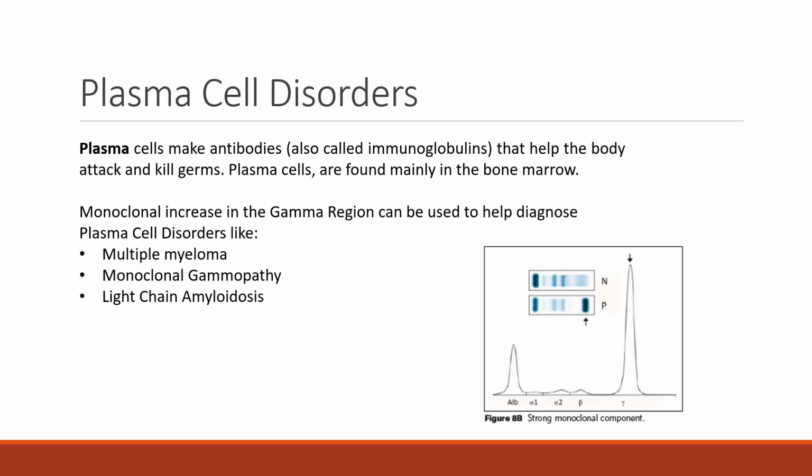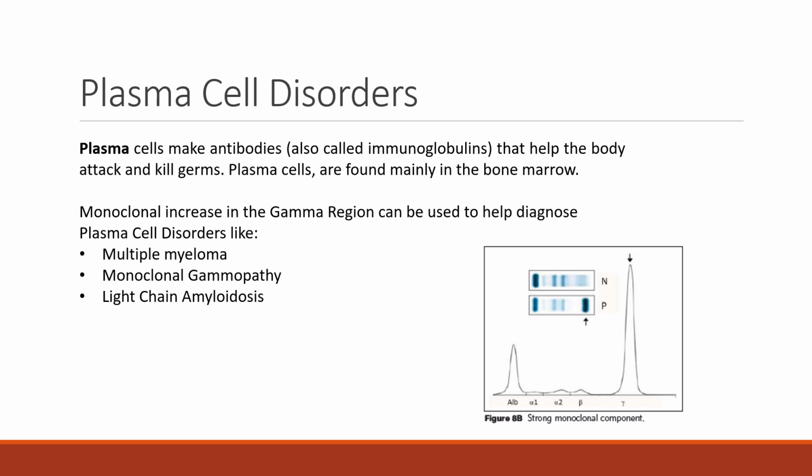The immune system is made up of several types of cells that work together to fight infections and other diseases. Lymphocytes are part of that immune system, and they're made up of T cells and B cells. So when a B cell responds to an infection, it ends up maturing and changing into what is called a plasma cell. This plasma cell goes on to make antibodies called immunoglobulins, and that helps our bodies attack and kill germs.